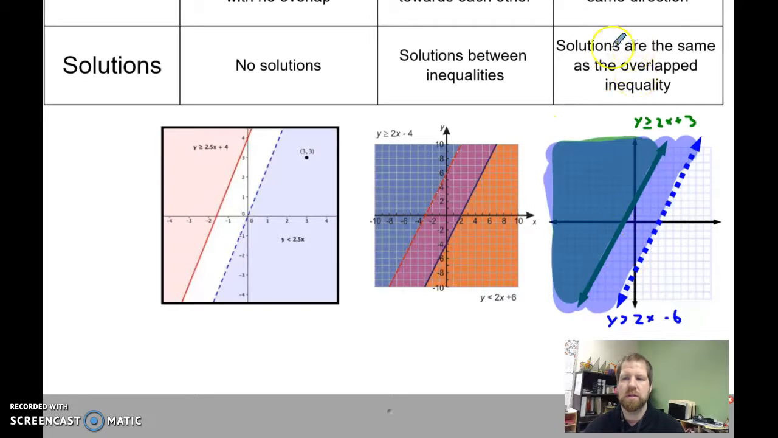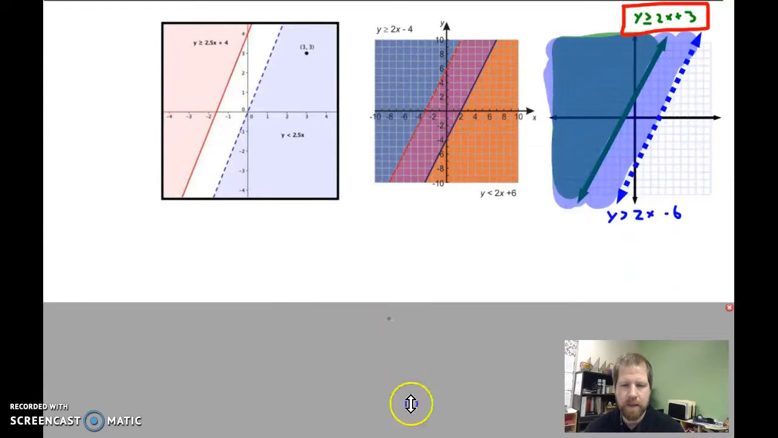And so the solutions of this system are going to be all of the solutions of that inequality that gets overlapped. So in this case, we do have a way to represent the solutions other than graphically. We can just say the solutions to this system, these two inequalities, is just this inequality, because this one completely covers it. Okay, let's go on.